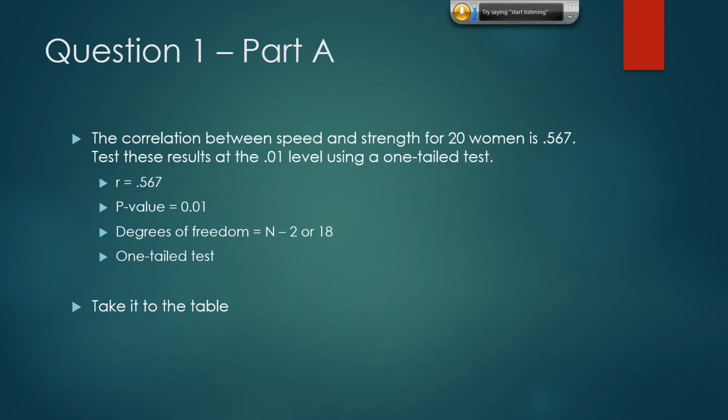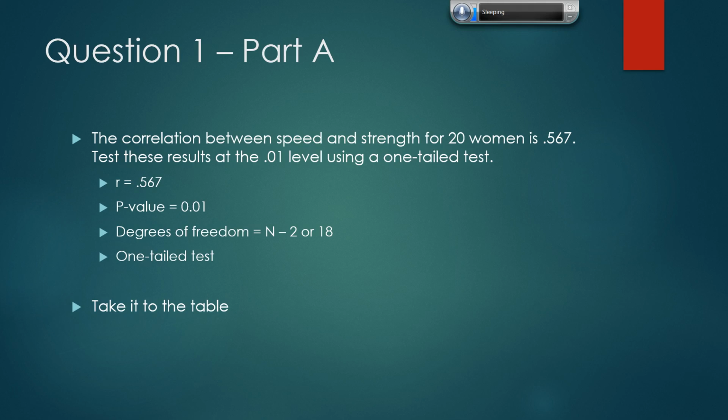Let's take a look at some of the questions that you were assigned this week. The information that you were given in question number 1, part A, is where you're comparing 20 women. You're comparing, I can't remember, strength and speed. There it is, right there. The correlation between strength and speed for 20 women is 0.567. Test these results at the 0.01 level using a one-tailed test.